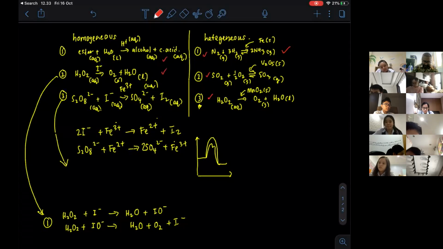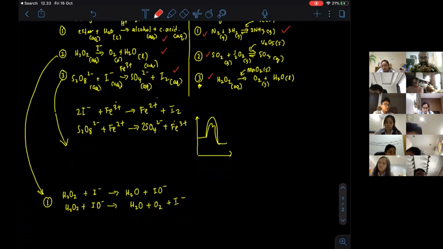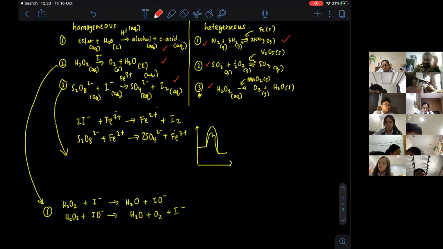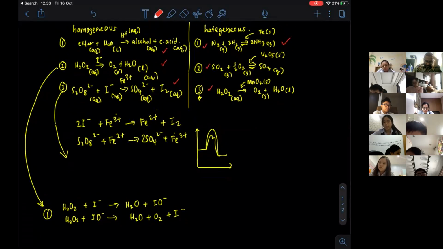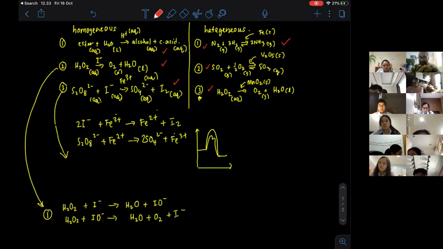Let me check. Yes, only 3 reactions, so 3 and 3. I want you to really focus on this, plus reactions 2 and 3 and how they work. Please go through the part involving the oxidation number.